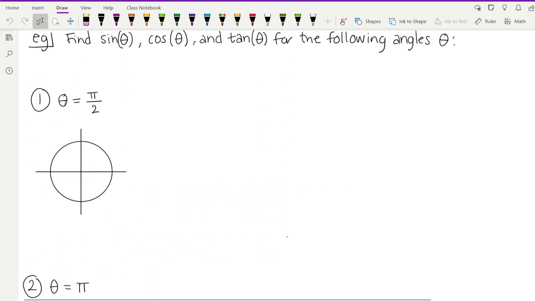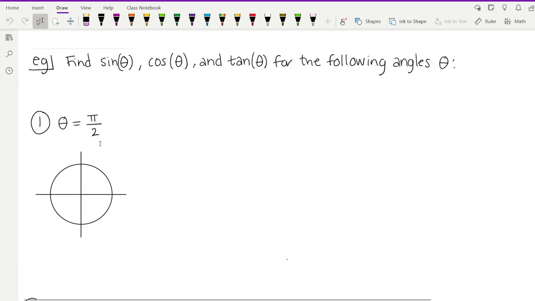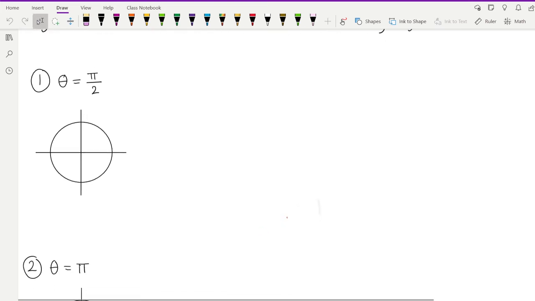So there's one more thing that I want to talk about. In order to get to this idea, we're going to talk about a different way to think about tangent that in some cases can make it easier to evaluate tangent so that you don't have to do all this division. So in order to build up to that, I want to do a couple more examples that will bring up some things that we haven't seen happen yet. Okay, so this time we want to find sine, cosine, and tangent for a few more angles.